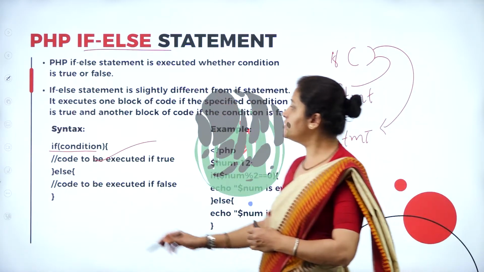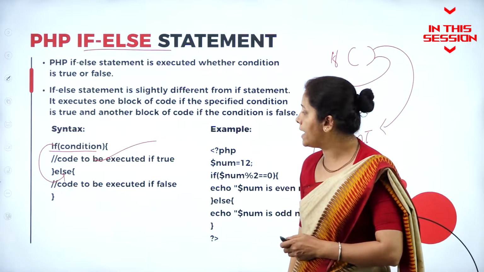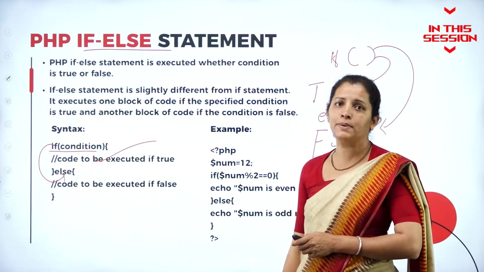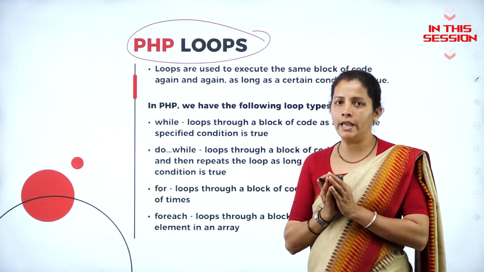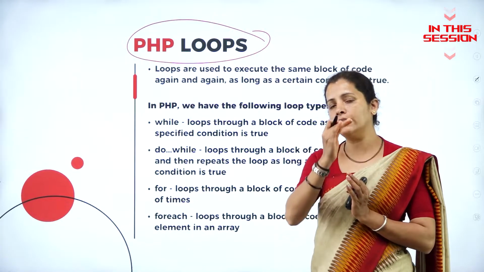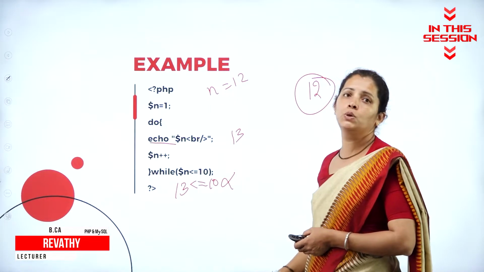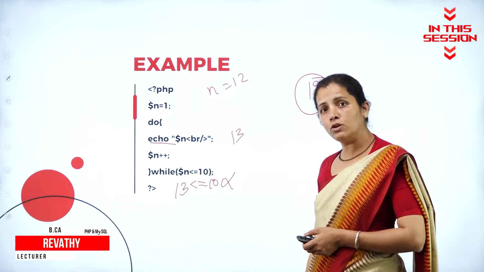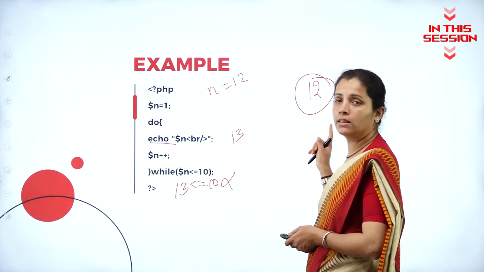Suppose the condition is false, the control moves to the else part, and I'm going to display the code present in my else part. If I write the same code again and again, what's going to happen? The length of the program is going to increase. 12 less than or equal to 10. But still, if I go with the do while statement, even though the condition is false, at least one time you're going to get the output.